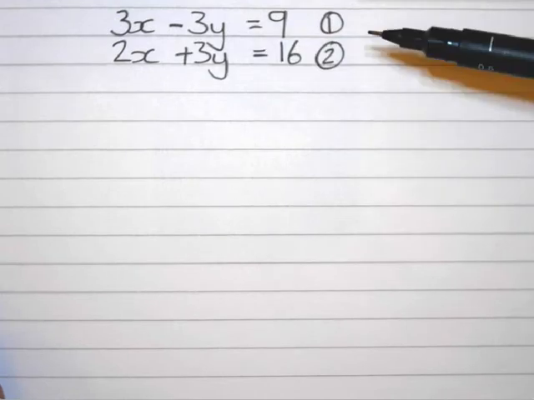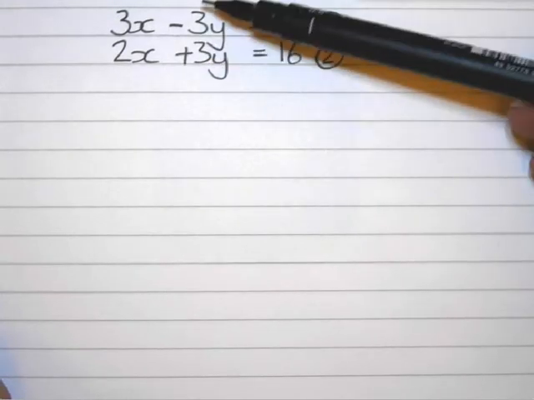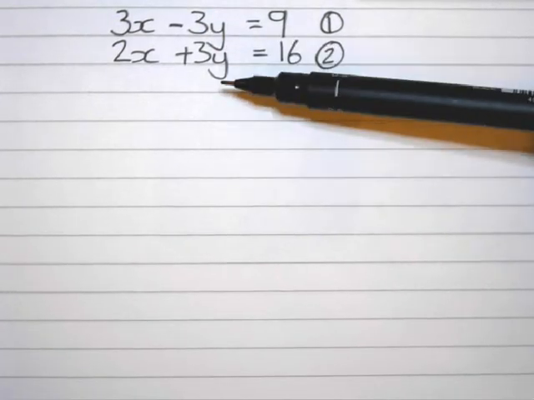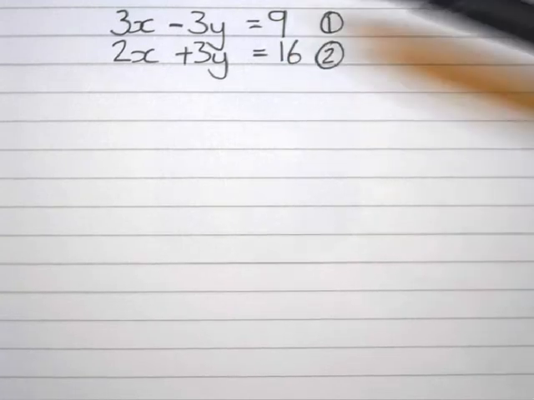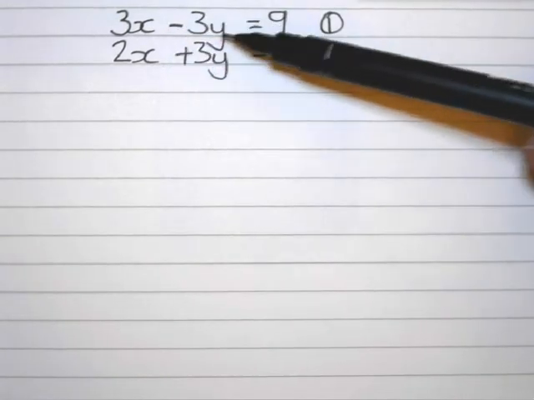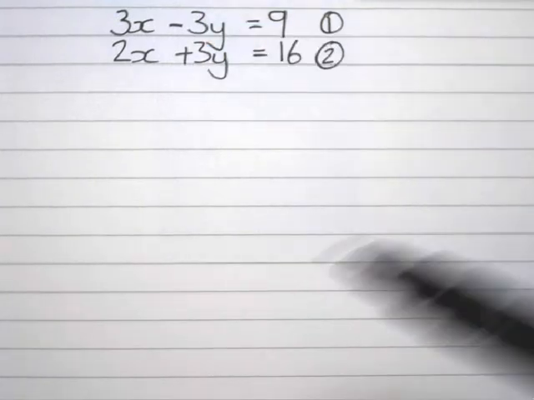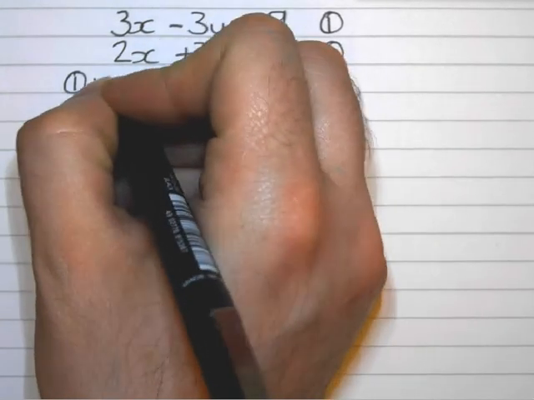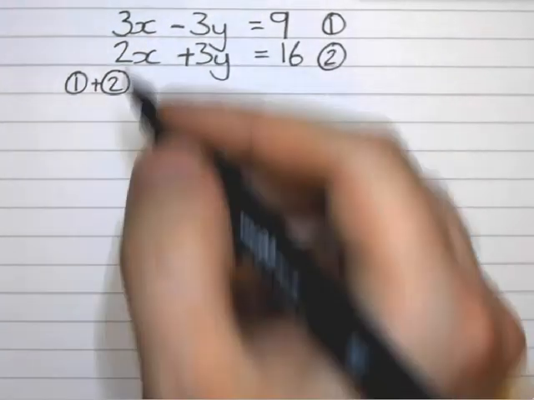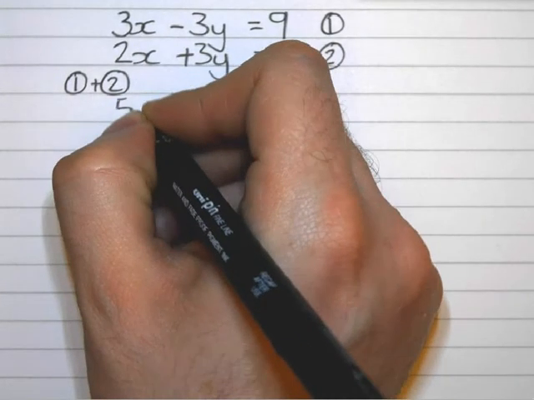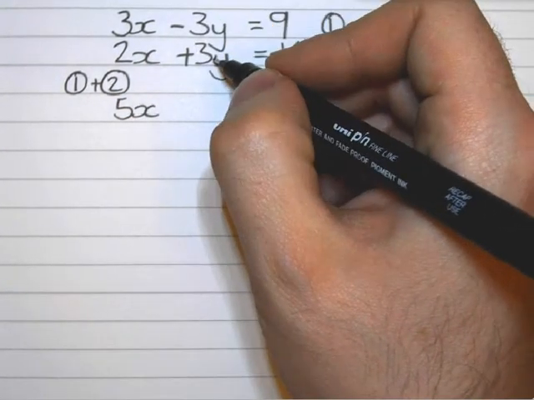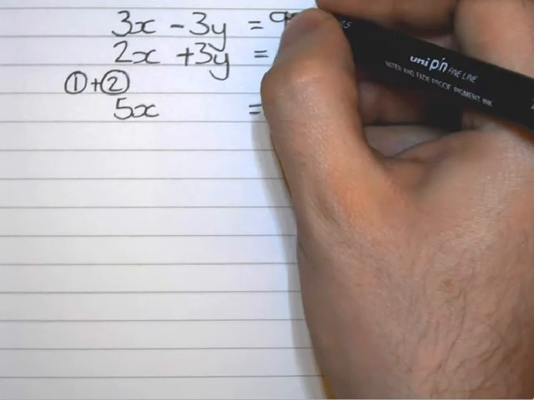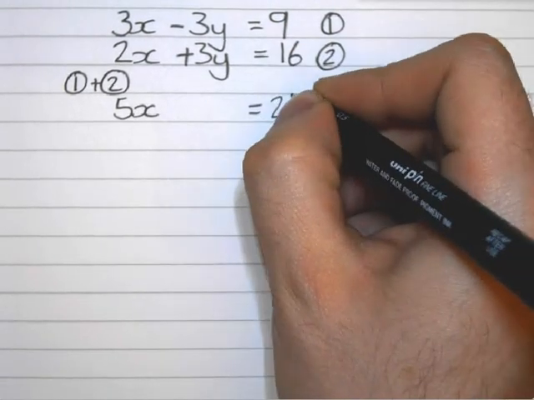If we did the takeaway the other way, 3y take away minus 3y, taking away a negative adds on, so we'd end up with plus 6y, again not cancelled out. So when the signs are different, when we have a minus and a plus where our letters are the same, we have to add them together. So we're going to do equation 1 add equation 2. 3x add 2x gives us 5x. Minus 3y add 3y gets us to 0, which is what we wanted to achieve. And 9 add 16 gets us to 25.